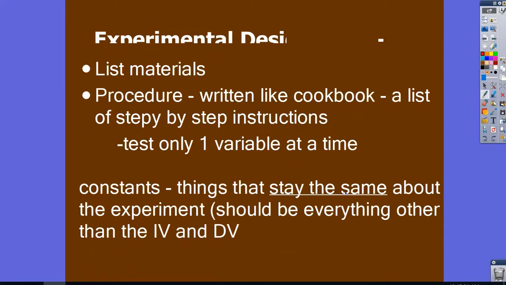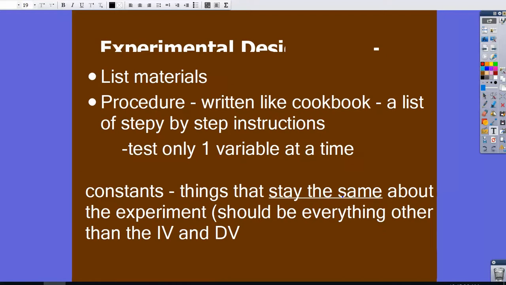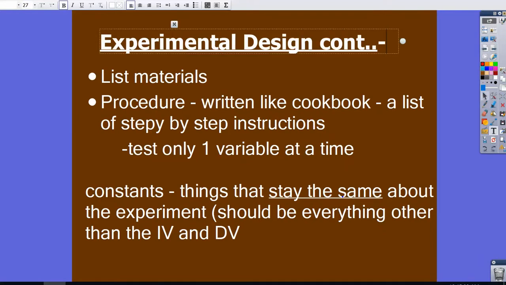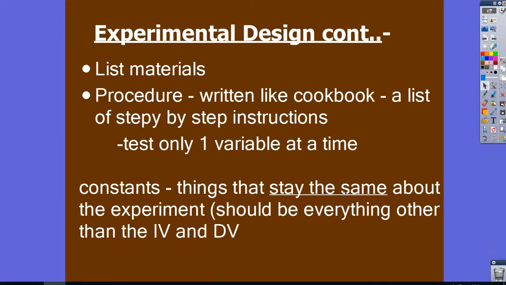Next, we can look at the materials. We want to specify what stuff needs to be used when we conduct this lab. So the reader, or the person who's conducting a lab, should know just from a list of materials what stuff they all need to get out in order to complete the task.